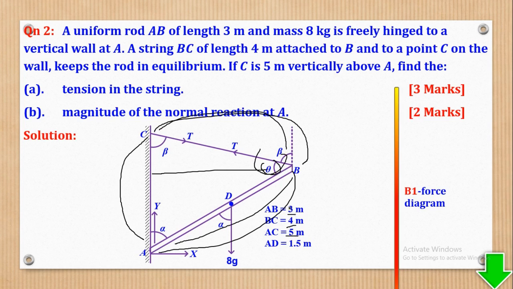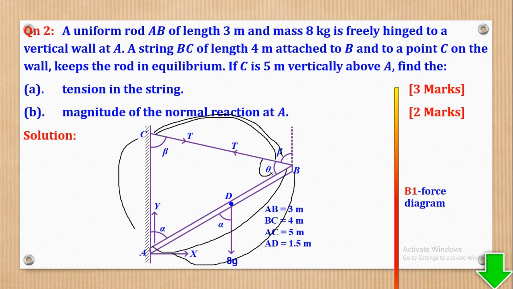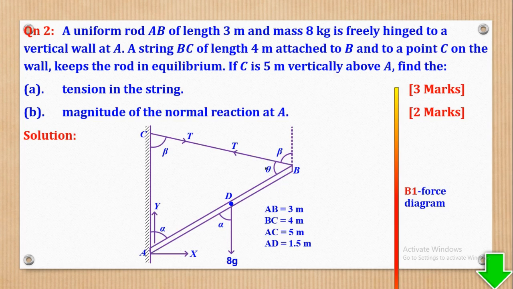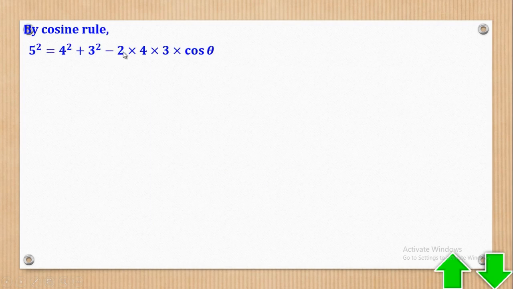Therefore, what does that mean? It means that 5 squared will be equal to 4 squared plus 3 squared minus 2 times 4 times 3 times cos theta. So that is how they state the cosine rule. So you come and say that by cosine rule, 5 squared is equal to 4 squared plus 3 squared minus 2 times 4 times 3 times cos theta.